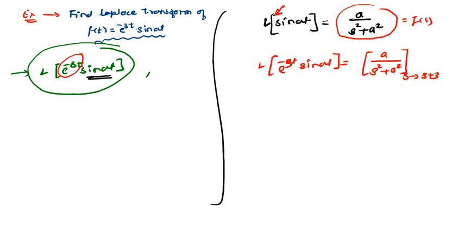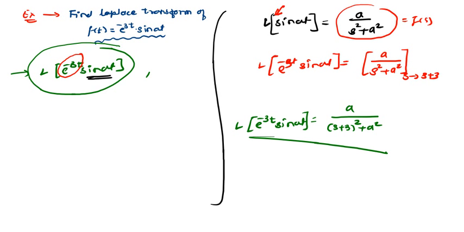So finally, what we will see? This will be equal to a upon s plus 3 whole square plus a square. This is our final answer for the Laplace transform of e raised to minus 3t into sine at by the first shifting theorem. Hope it is clear.